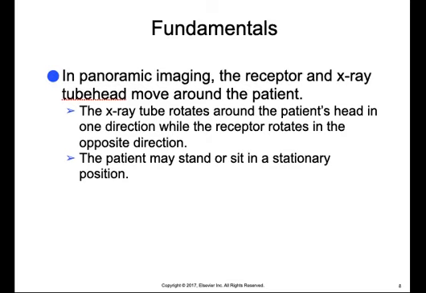When intraoral images are used, such as periapical or bite wing images, the receptor and the X-ray tube remain stationary. In panoramic imaging, the receptor and the X-ray tube move around the patient. The X-ray tube rotates around the patient's head in one direction, while the receptor rotates in the opposite direction. The patient may stand or sit in a stationary position depending on the type of panoramic X-ray machine that is used, or whether the patient can stand on their own or if they're in a wheelchair.